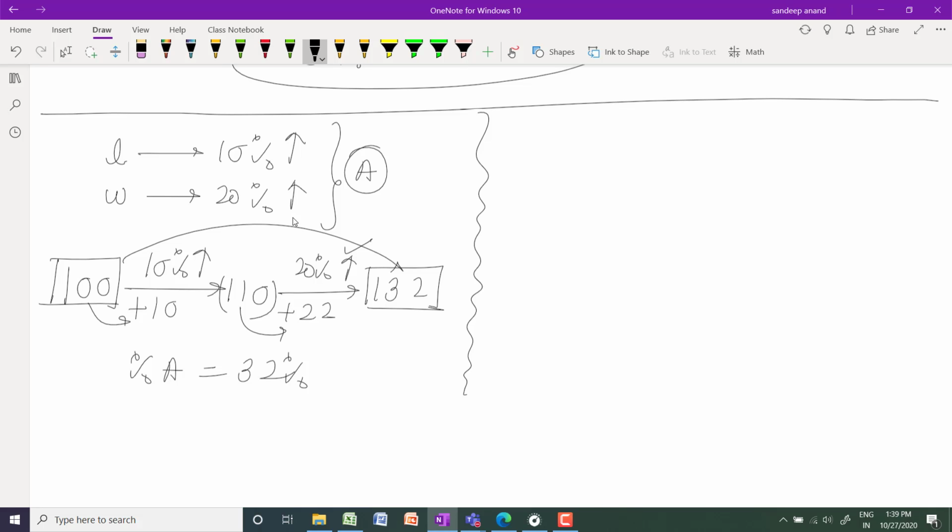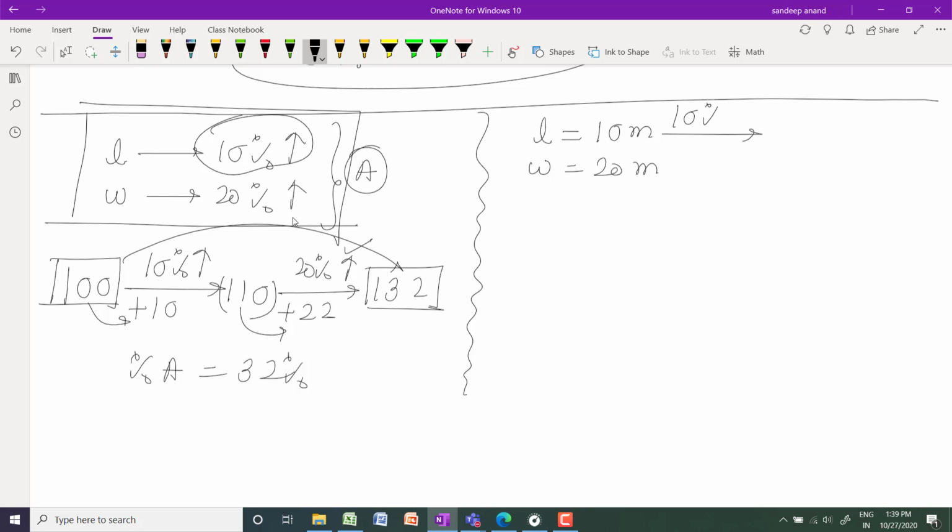Now look at the second part. The same values I am going to increase, but actual values are given to you. Suppose the length of a rectangle is given as 10 meter, and the width is given as 20 meter. This is the question given to you. In the numerical, it is also mentioned that length is increased by 10% and width is increased by 20%, and you are asked to find the net percentage change.